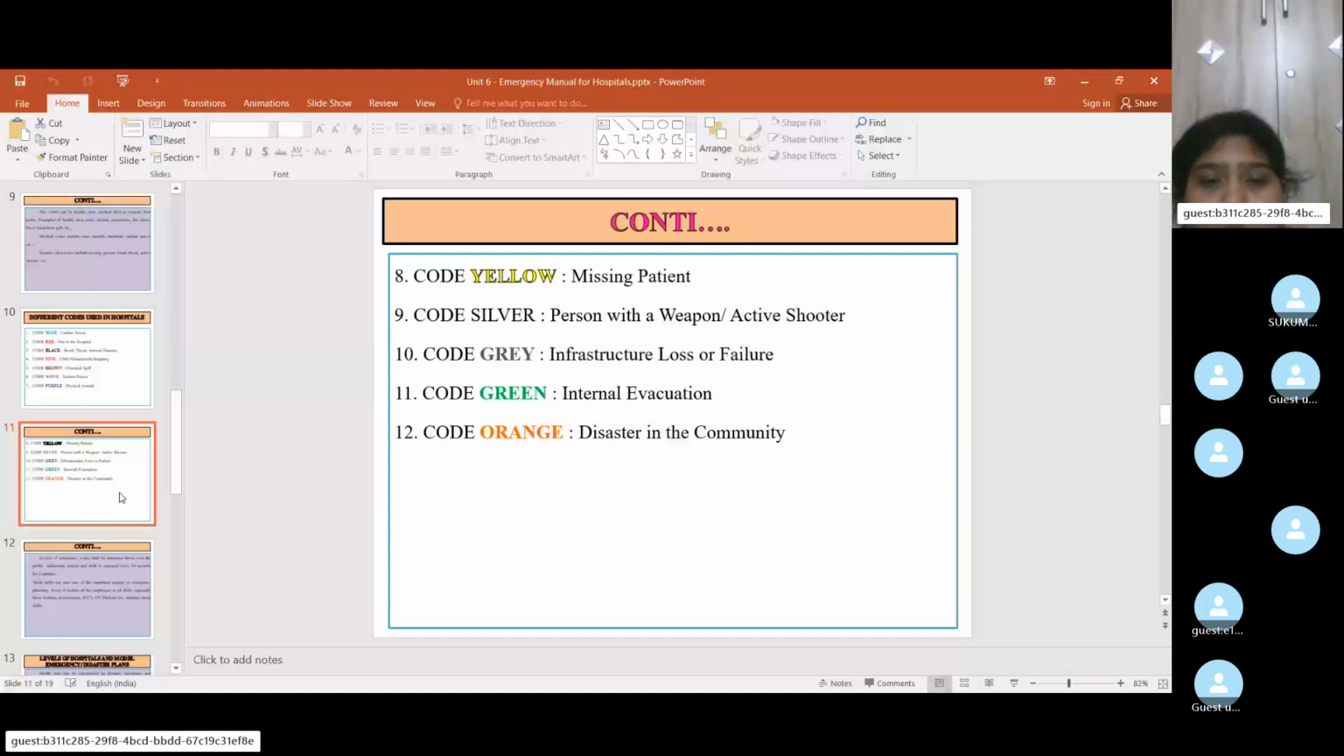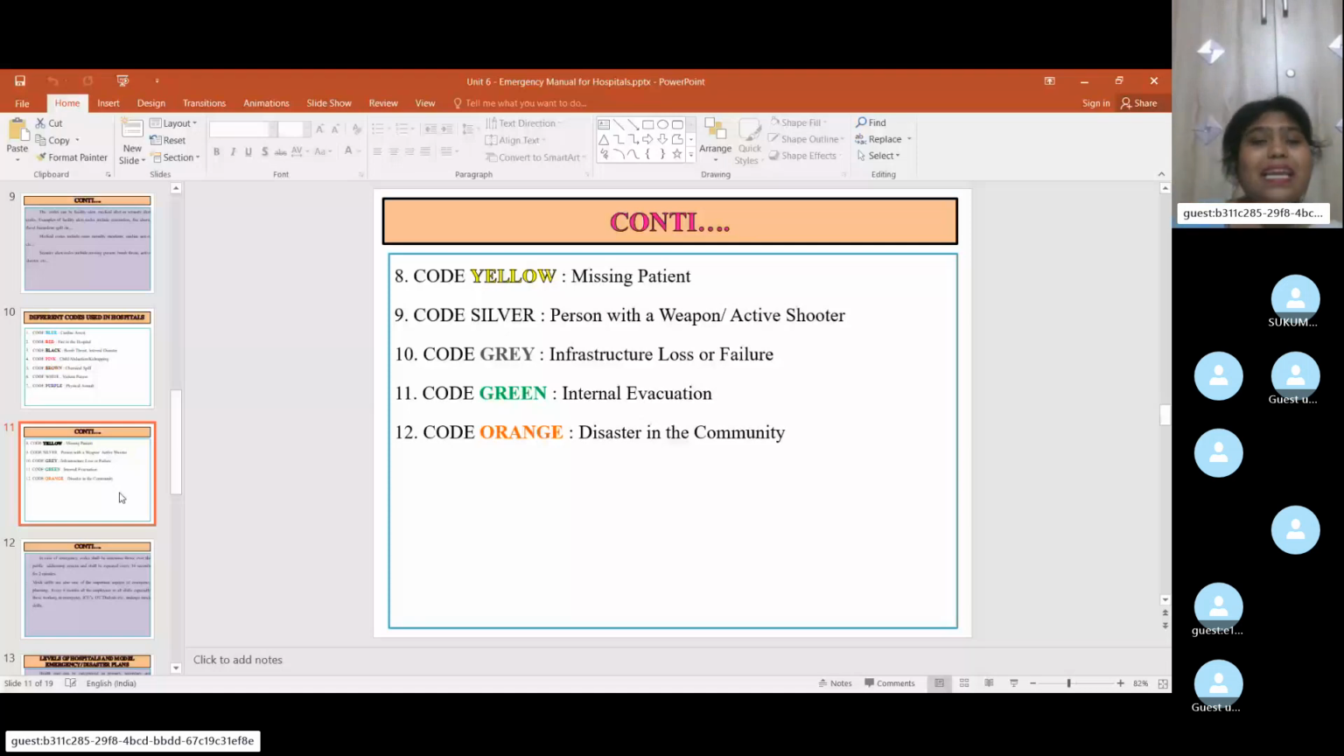Okay. And then code orange is disaster in the community. So in the locality or inside the hospital or around, meaning the surroundings of the hospital, then code orange is activated. As well as whenever there is an epidemic or endemic or pandemic, code orange is activated based on the rate of people who are affected.